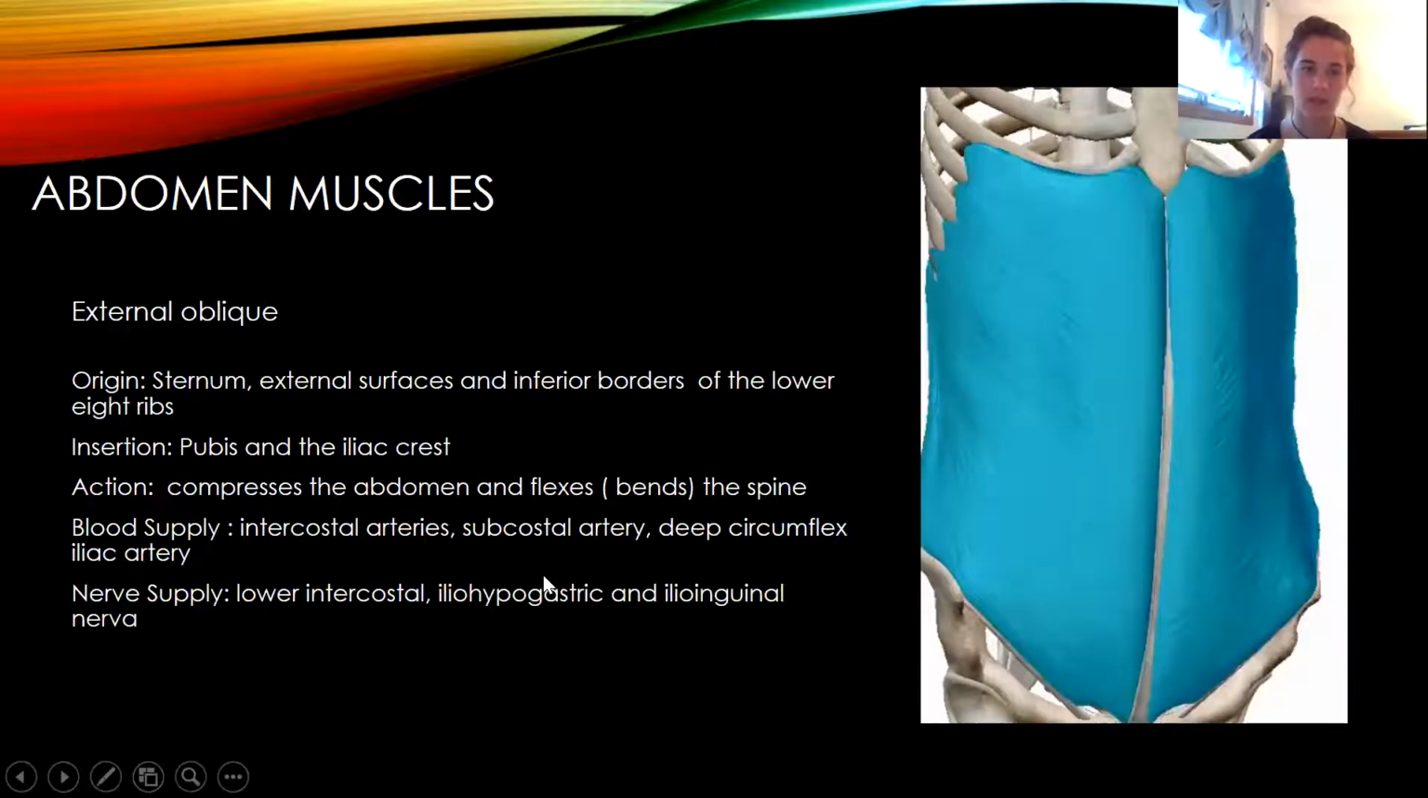Next is the external obliques. The origin for this is the external surfaces and inferior borders of the lower 8 ribs. The insertion is the pubis and the iliac crest. And the action is that it compresses the abdomen and flexes or bends the spine. Blood supply is the intercostal arteries, subcostal artery, deep circumflex iliac artery. Nerve innervation is the lower intercostal, iliohypogastric, and ilioinguinal nerves.